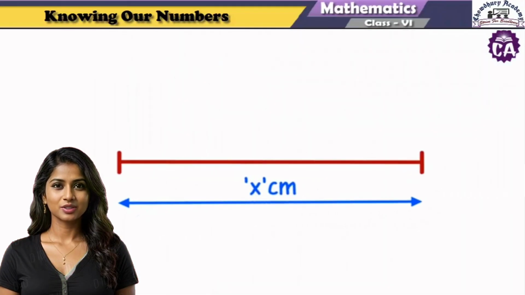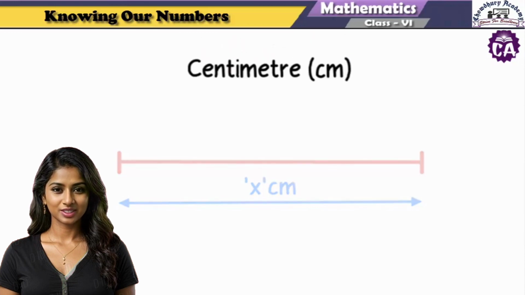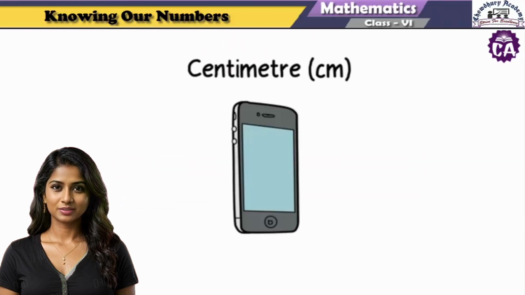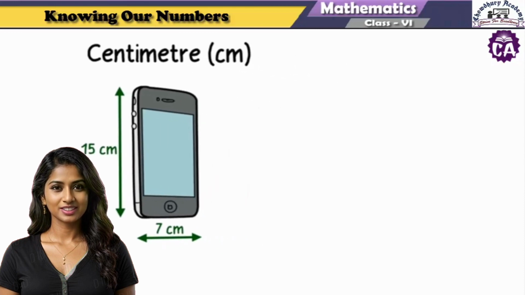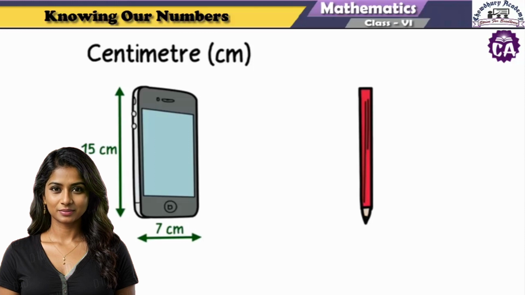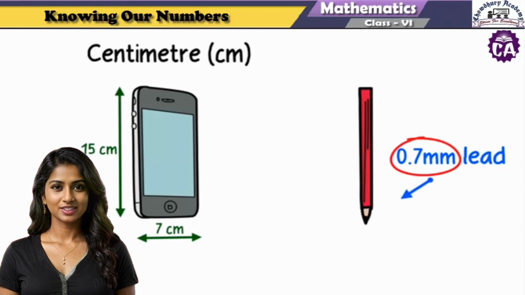The unit of length we've seen so far is centimeter. Say you want to measure the dimensions of a mobile phone, we could use centimeters. But what if you want to measure the thickness of your pencil? Sometimes you've heard something like a 0.7 mm lead. 0.7 mm here is nothing but the thickness of the lead used in making the pencil.